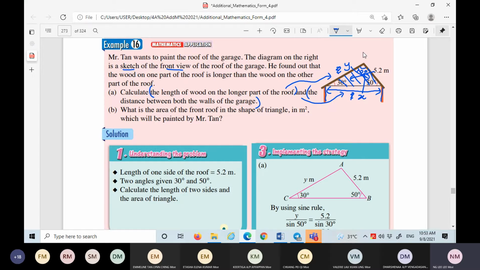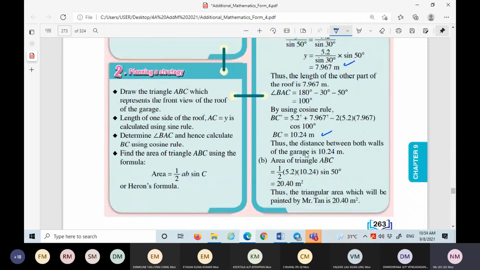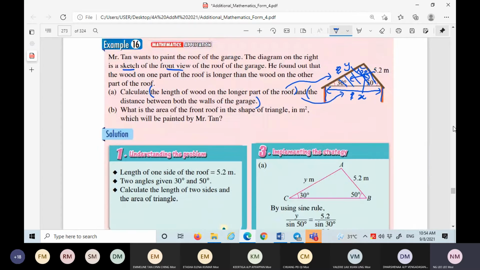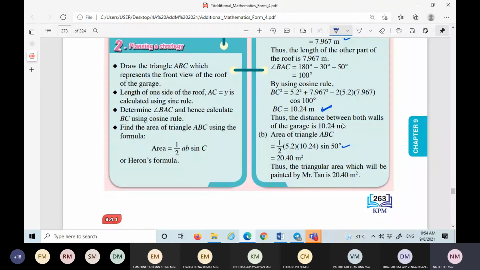You can use Heron's formula also because you have the three lengths. They are using the angle 50, so they have to use the two lengths that make the angle. So it's 5.2 and this length, which is 10.24. So 5.2, 10.24, and sine 50. Then you can find the area.